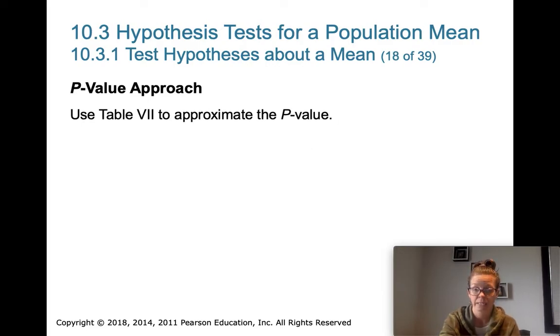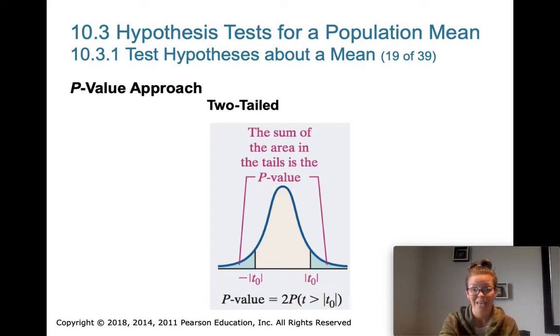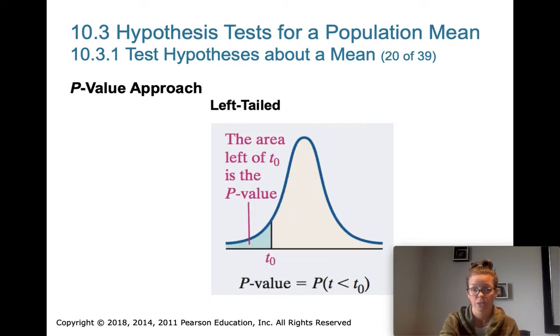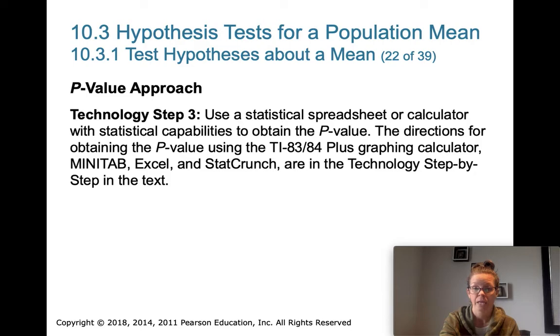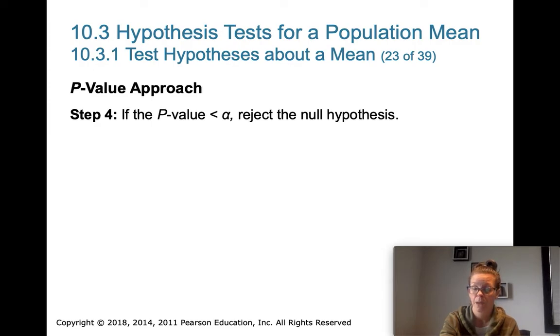Then from that t-statistic, StatCrunch will calculate for us the p-value, which is the probability or the area in those tails, either both or one of the 2 tails. So technology is going to let us find the p-value here. And then we're going to compare the p-value. If the p-value is smaller than alpha, we reject our null hypothesis.